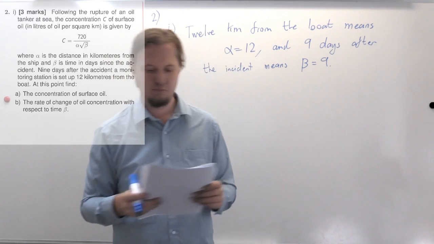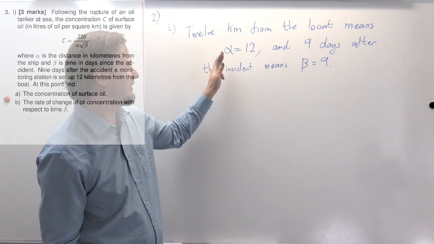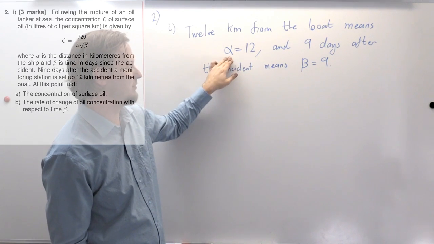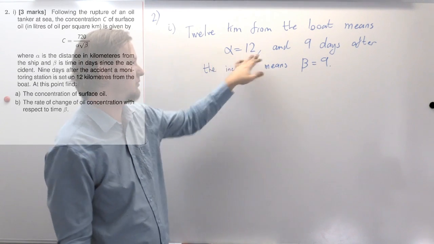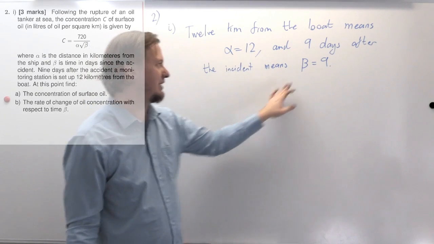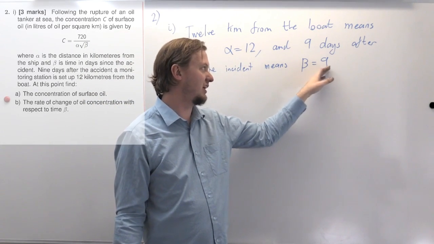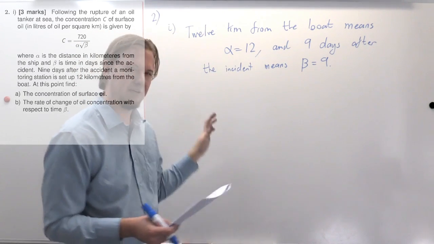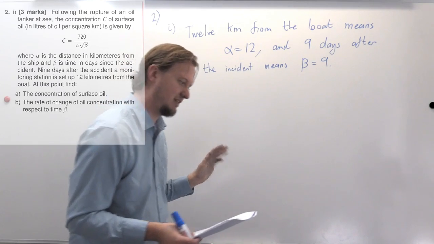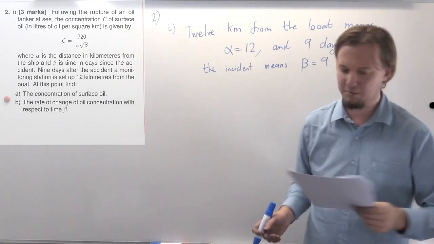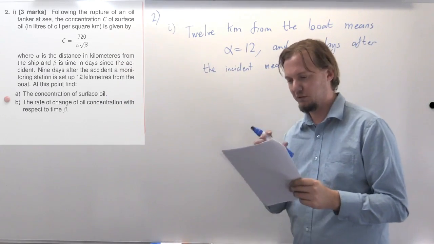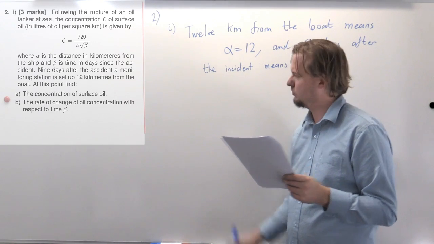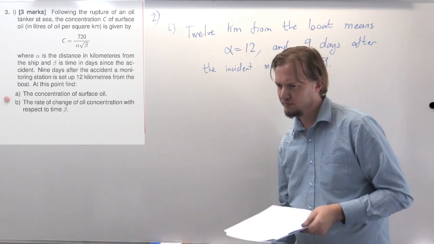It's a little bit too simple here. They gave you the information in kilometers, and alpha is measured in kilometers. Beta was measured in days, so this is 9 days. So yes, the units match up. Be careful: I don't guarantee that will happen with this exam. I didn't write this exam, and it could happen that the units in the question and the units of these variables are not the same.